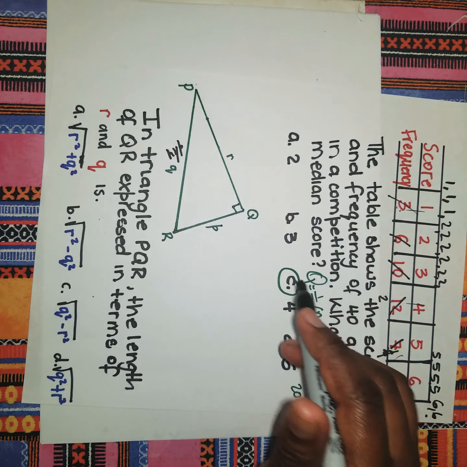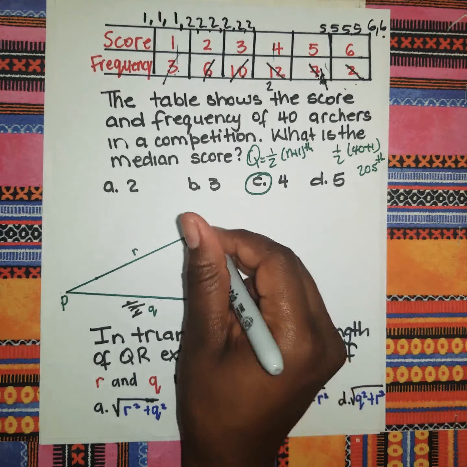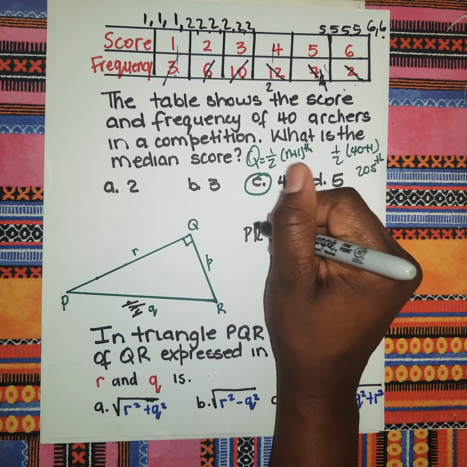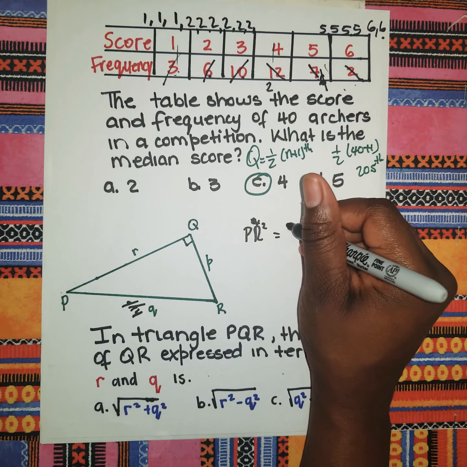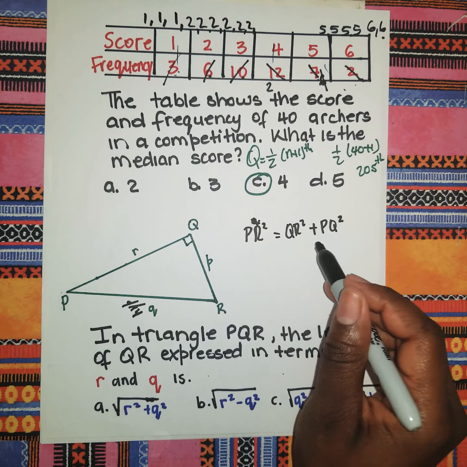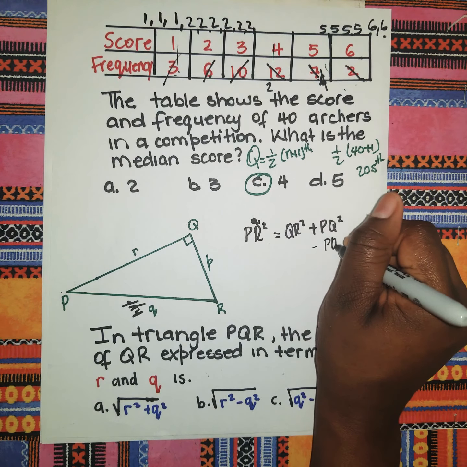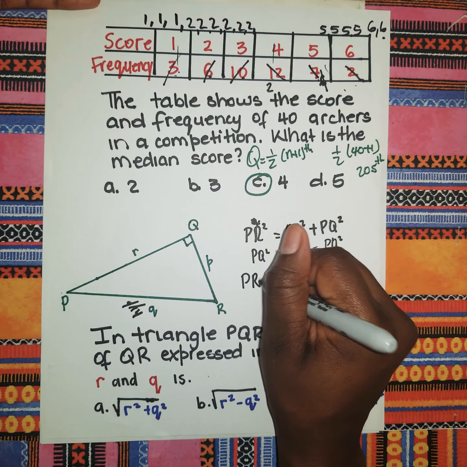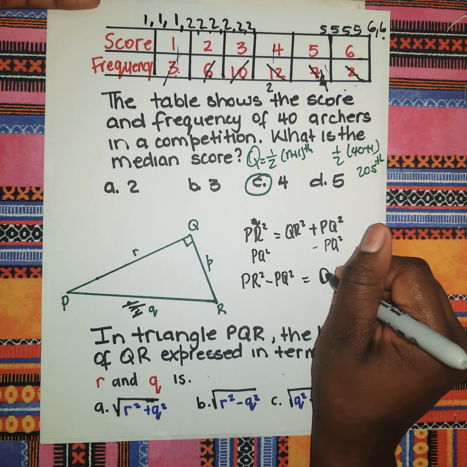So that's the hypotenuse. And we know that in Pythagoras' theorem, I'm going to use the letters that we're given, the capital letters that are the vertices. So PR squared, the hypotenuse squared, is equal to the sum of the squares of the two short sides. So it's QR squared plus PQ squared. All right? So we want to find PQ. No, we want to find QR. So we have to subtract PQ squared from both sides. So PR squared minus PQ squared is equal to QR squared.